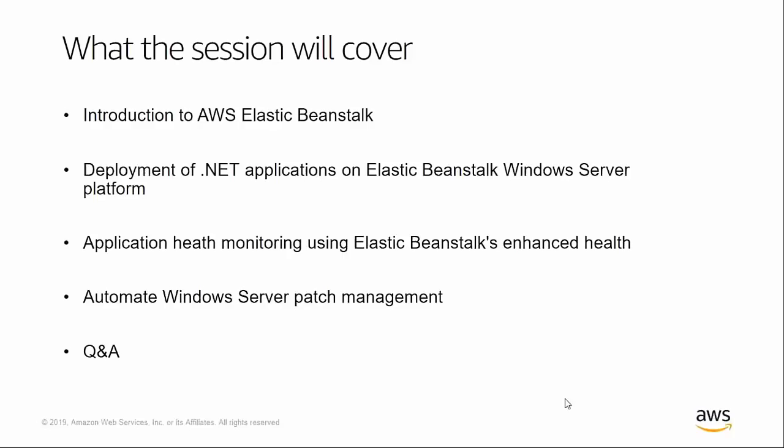So what this session will cover, we'll go through a basic introduction to AWS Elastic Beanstalk. We'll look at a deployment of a .NET application on Elastic Beanstalk Windows Server platform and some of the features associated with that. A couple features that we'll focus in on are new to our Windows Server platform, and those include things like application health monitoring, as well as our Windows Server patch management. And then last, we'll save some time to go over some Q&A.